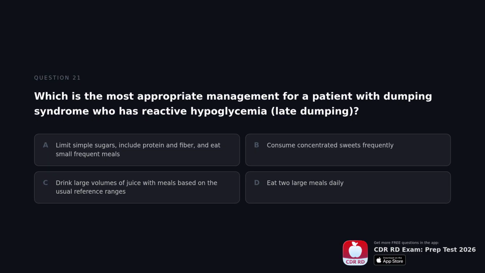late dumping? A. Limit simple sugars, include protein and fiber, and eat small frequent meals. B. Consume concentrated sweets frequently. C. Drink large volumes of juice with meals based on the usual reference ranges. D. Eat 2 large meals daily.